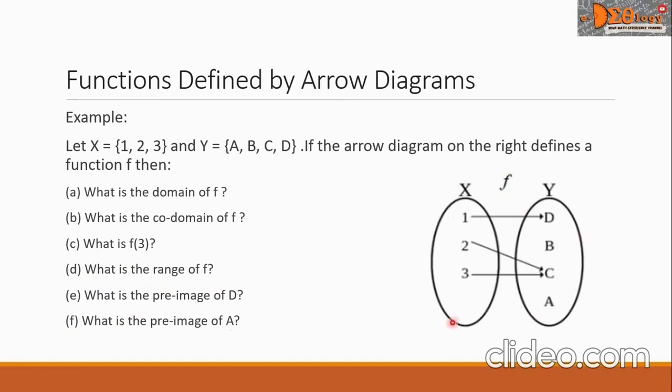Looking at our figure here, let us answer letter A. What is the domain of f? The answer is, the domain is X equals {1, 2, 3}. Let's have letter B. What is the codomain of f? The codomain is the set Y, the second set, whose elements are a, b, c, and d.